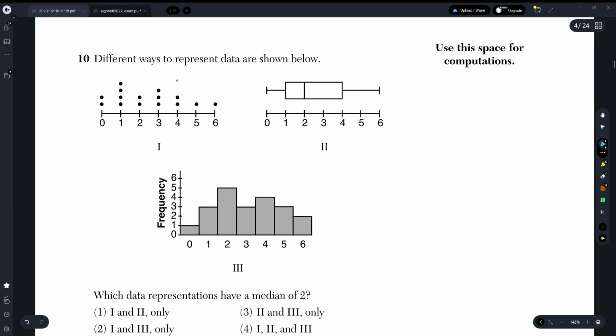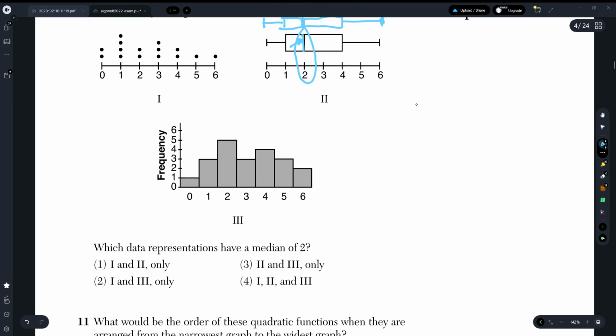Number 10, different ways to represent data are shown below. Which data represent a median of 2? Right? And it gives us a bunch of choices. Well, off the bat, I know that this one is true because in one of these diagrams, this bar in the middle represents the median, right? I forgot what these are called actually. I just took an AP exam, so I'm a bit tired, but the bar in the middle pretty much says the median. So I know off the bat 2 is going to be one of them, right? So if I look here, I could eliminate answer choice 2, right?